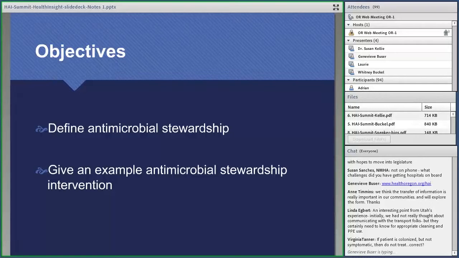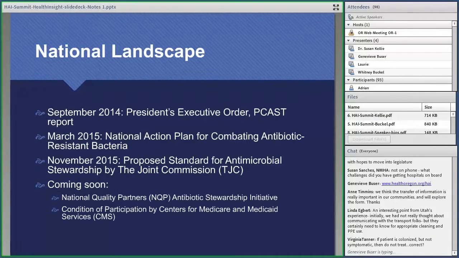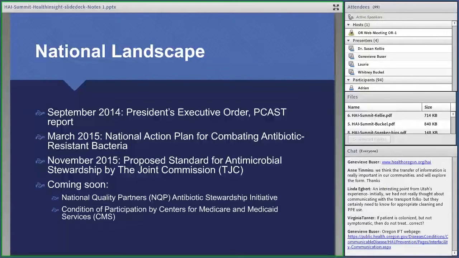First, I just wanted to go over the national landscape for antimicrobial stewardship, because this has changed significantly in the last couple years. Before September 2014, there wasn't a lot in terms of national policies. There were some stewardship questions included on the CMS inpatient infection control worksheet, but these were really non-citation questions. I think since then it has stepped up.